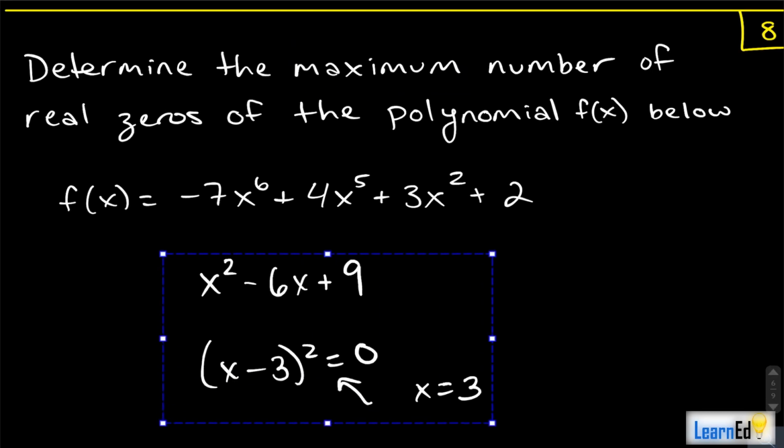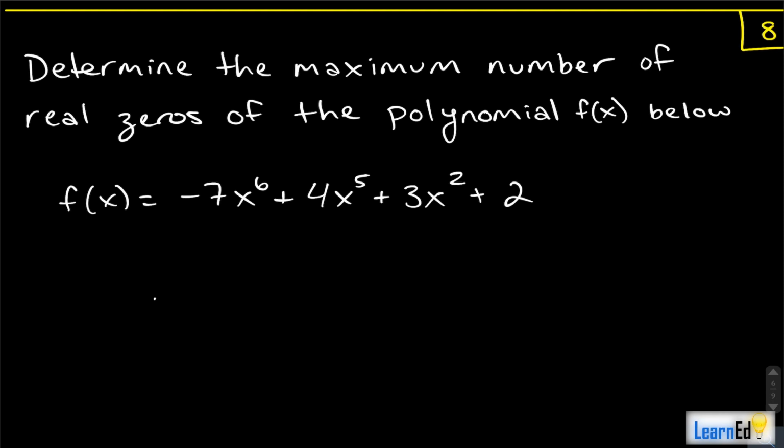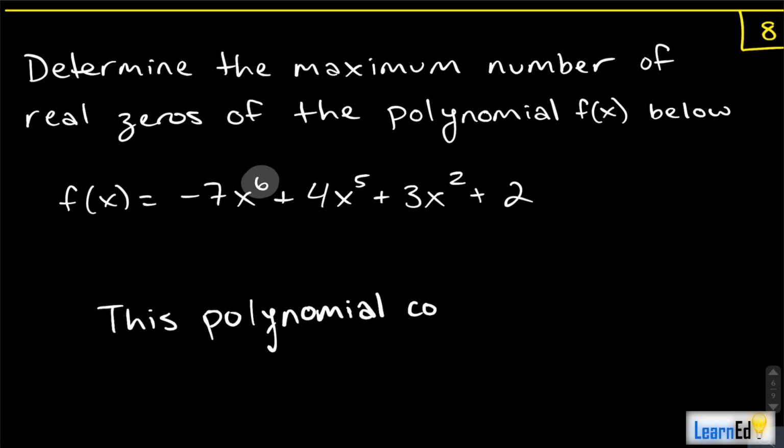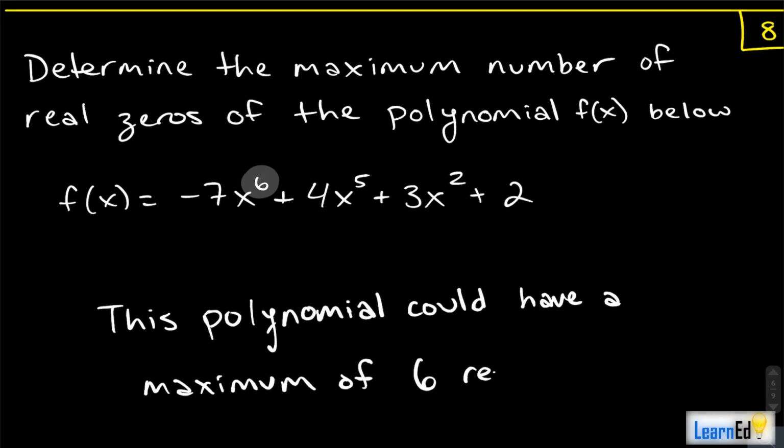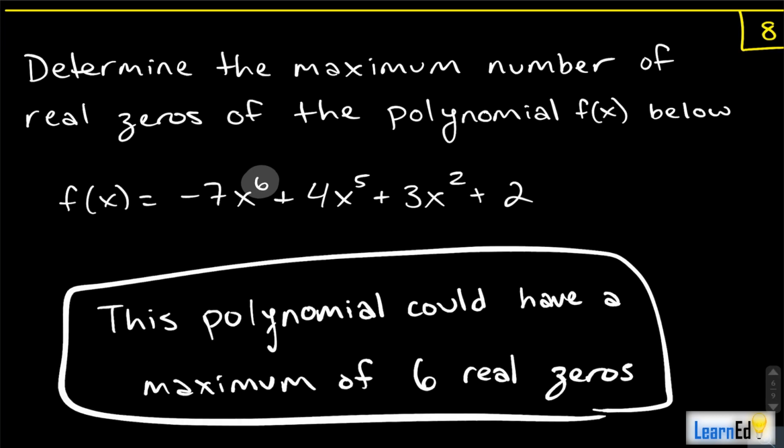If we're talking about the maximum, then the degree of the polynomial is the maximum number of real zeros that any polynomial of that degree can have. Well, what's the degree of this polynomial? It's the highest power, right? That's what the degree is. So it's 6. And we're not going to factor it or find out. We're just going to say this polynomial could have a maximum of 6 real zeros. And there you go, that's our answer to problem 8.